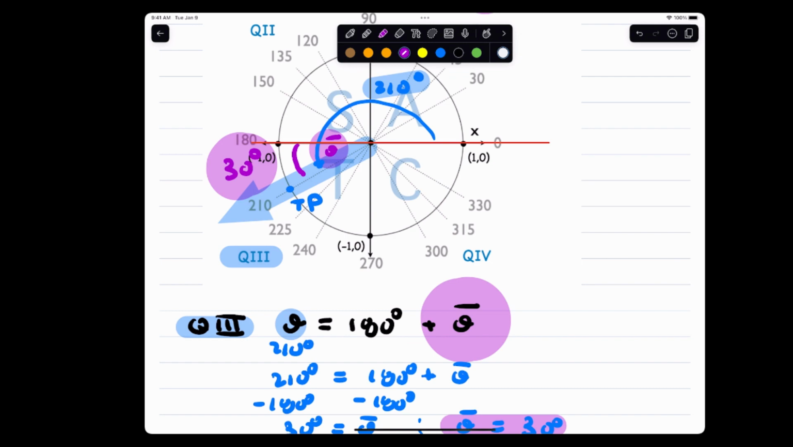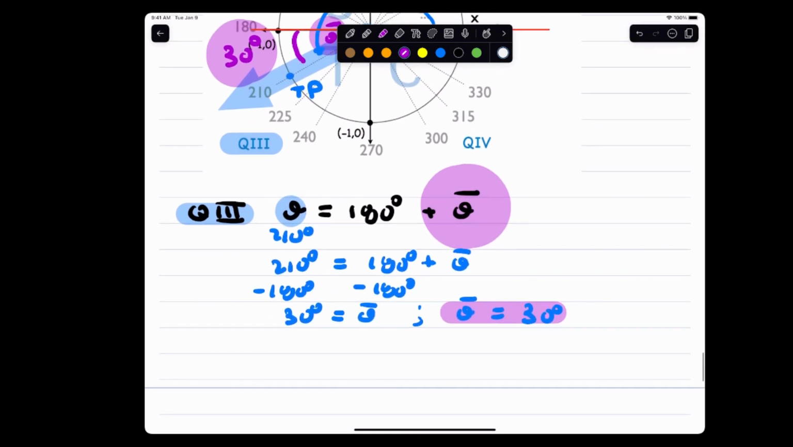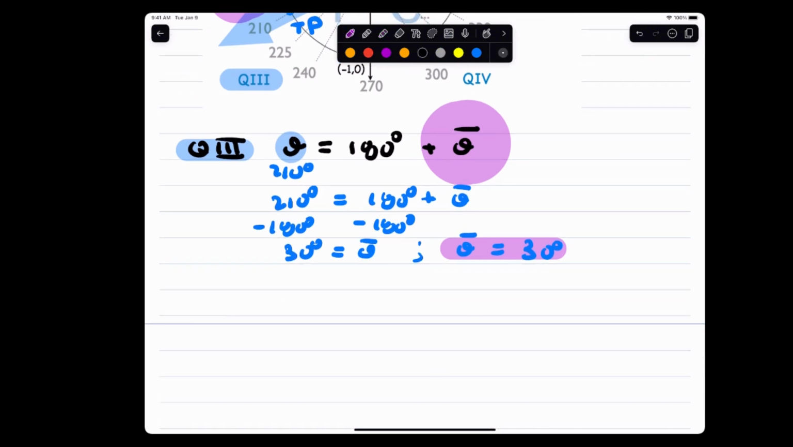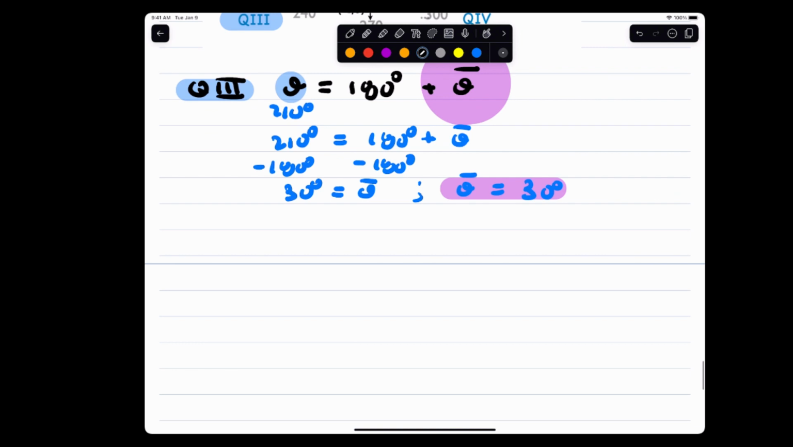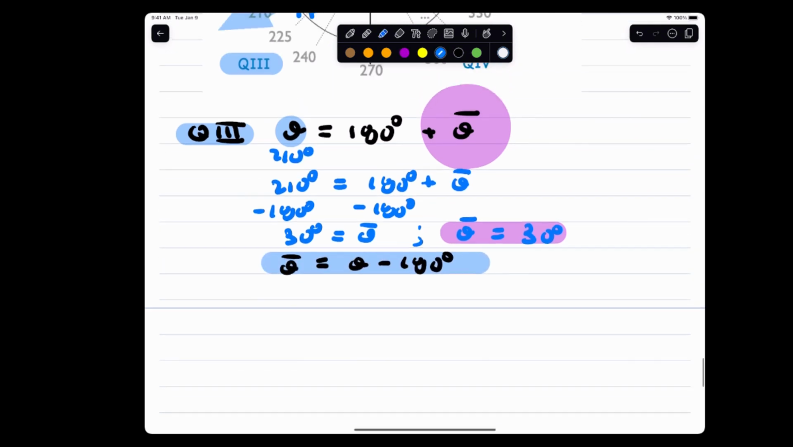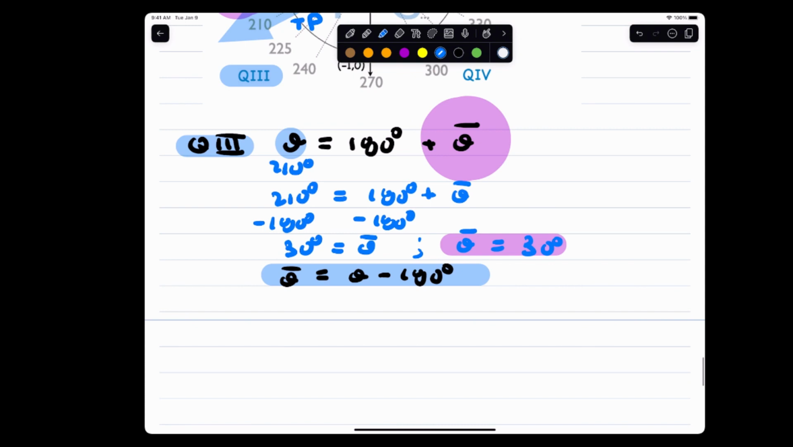So for any quadrant 3 angle, you want to use that relationship. And maybe for short, that relationship really is this: the reference angle will always be theta minus 180. They're taking that equation, and that relationship gives you the reference angle.